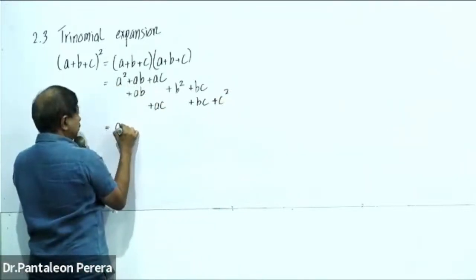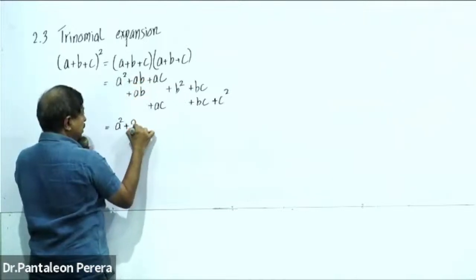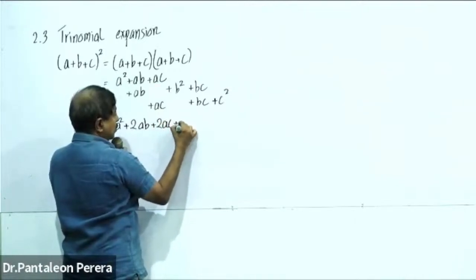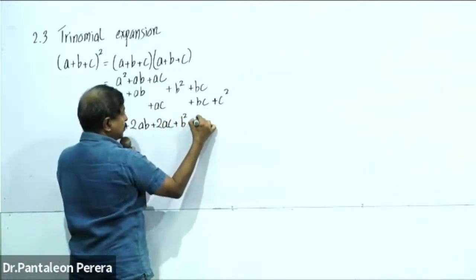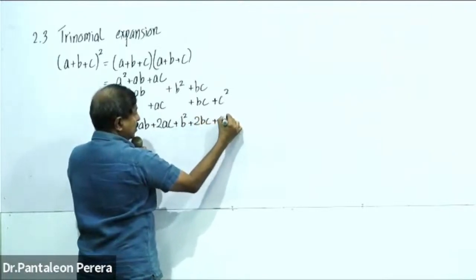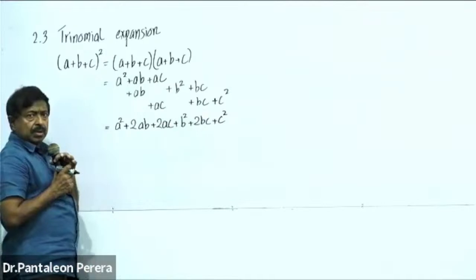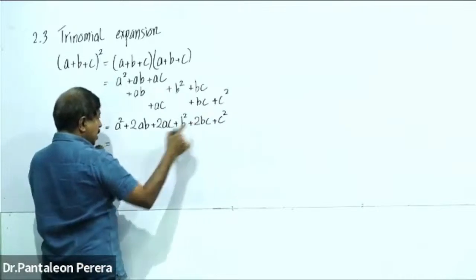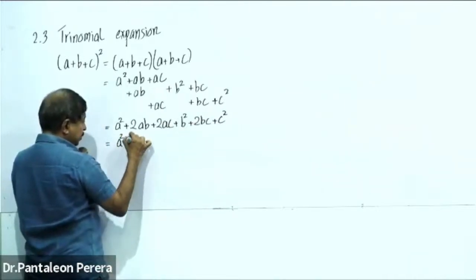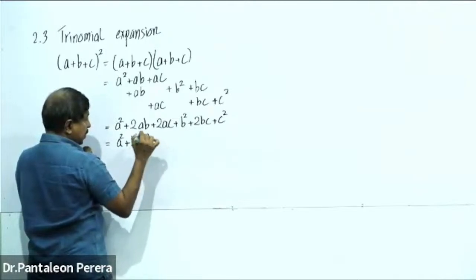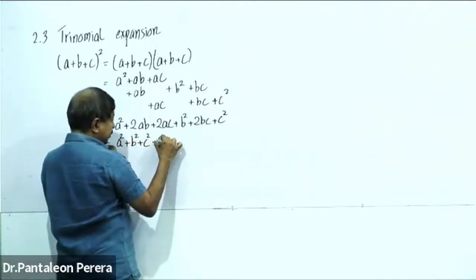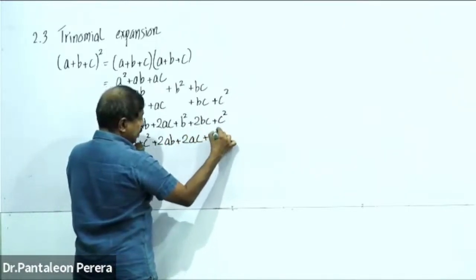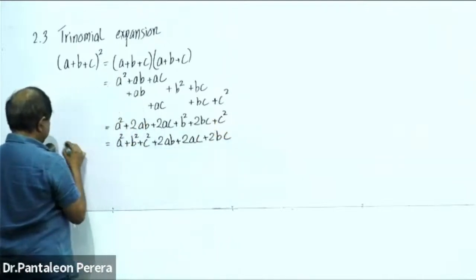Now add them up. You have a squared plus 2ab plus 2ac plus b squared plus 2bc plus c squared. Now you can write it in a nice way. Like you can write a squared, b squared, and c squared together. Then write the other terms in the same order: 2ab, then 2ac, finally 2bc. So that's the expansion.